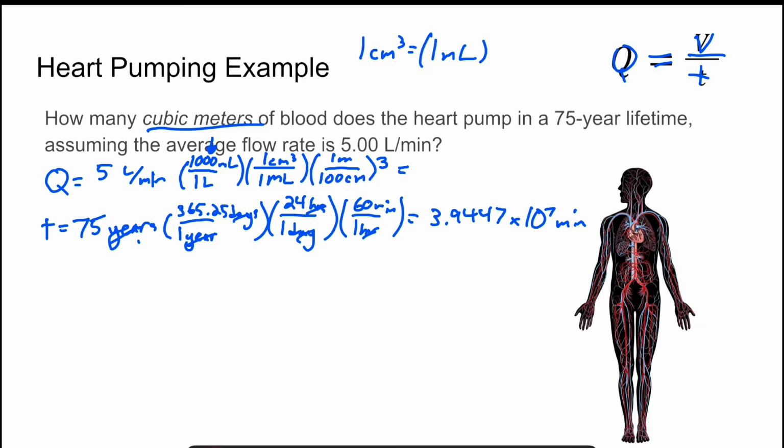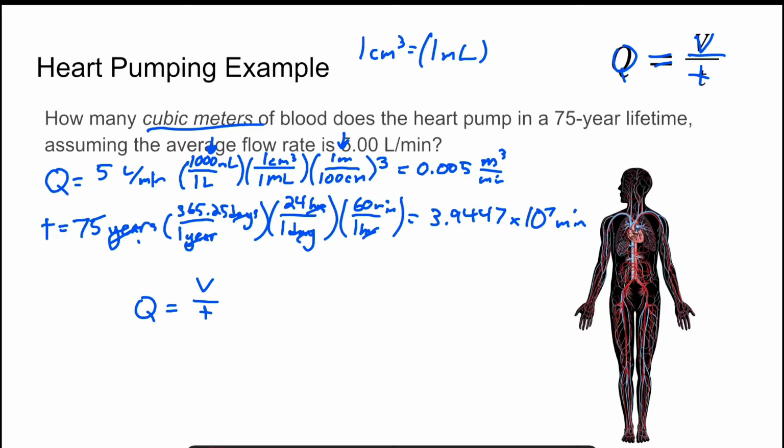And so what we'll be doing is taking 1,000 milliliters, with 1 milliliter per centimeter cubed. And then right here, 100 cubed is going to be 1 million. So there's 1 million centimeters cubed in every cubic meter. So we're multiplying by 1,000 and dividing by a million. So this will end up being 0.005 cubic meters per minute.